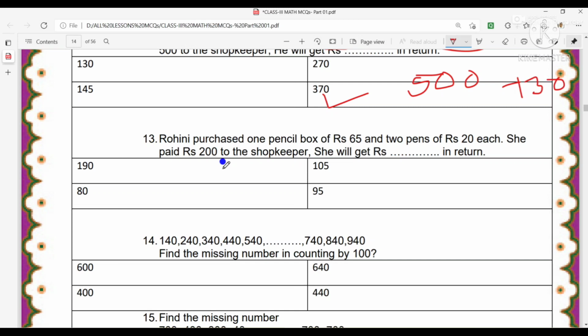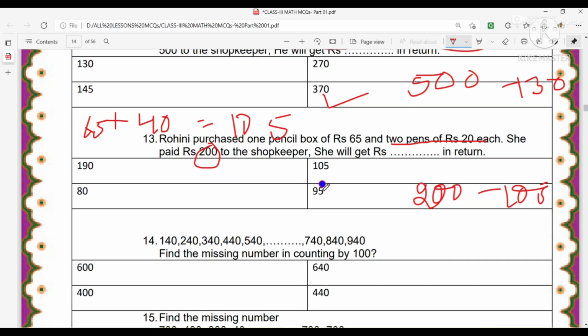Next, Rohini purchased one pencil box of 65 rupees and two pens of 20 rupees. She paid 200 rupees to the shopkeeper. She will get dash rupees in return. So one pencil box costs 65 rupees, plus two pens of 20 rupees. It will cost 40 because she purchased two pens. One pen 20 rupees, two pens 40 rupees. Total cost 65 plus 40 equal to 105. But she gave 200. So she will get in return 200 minus 105. So the answer will be 95.